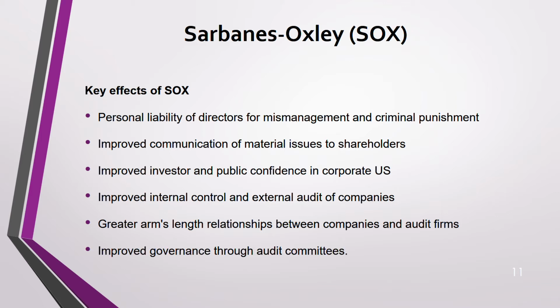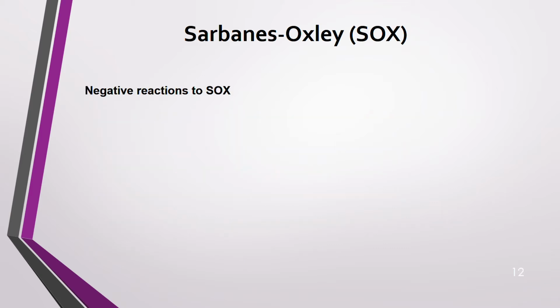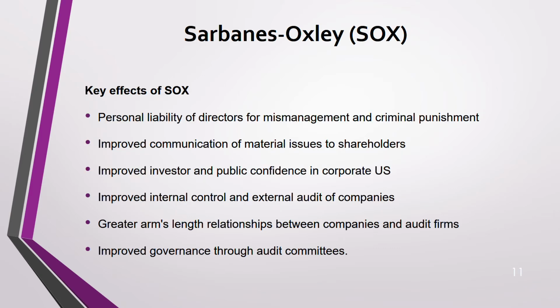And improve governance through audit committees. When audit committees are there on the board, your governance will improve. Because remember, at the end of the day, why are we studying all this Sarbanes-Oxley? The main thing is corporate governance, to improve the corporate governance of the company. That is it. Now, it's not only positive. These are some positive effects it had.